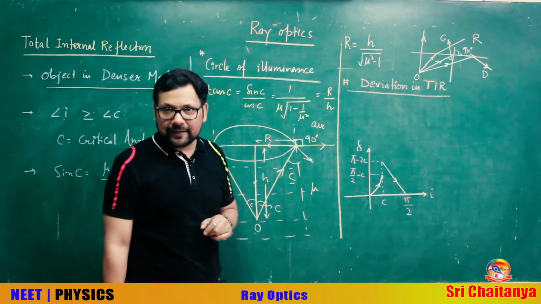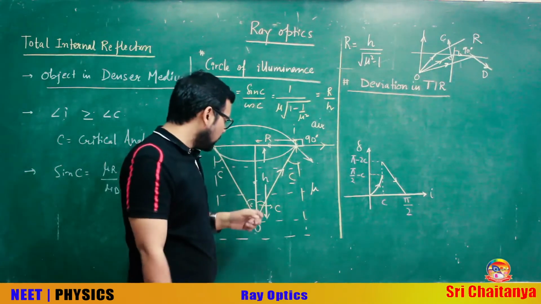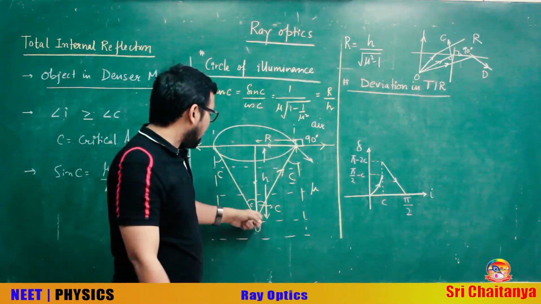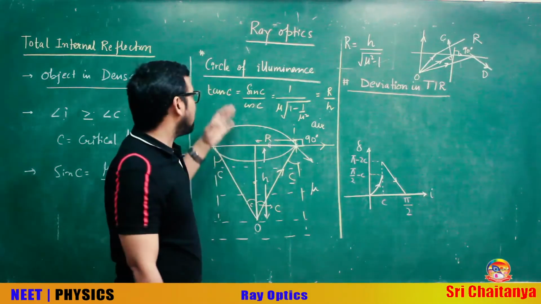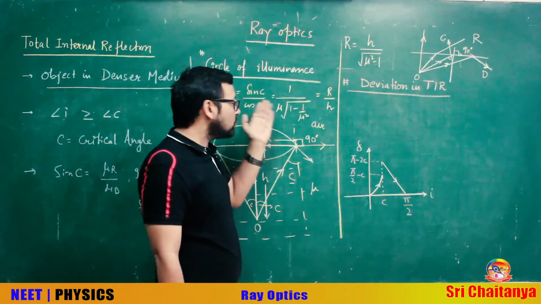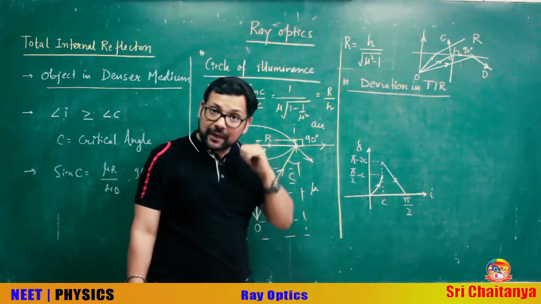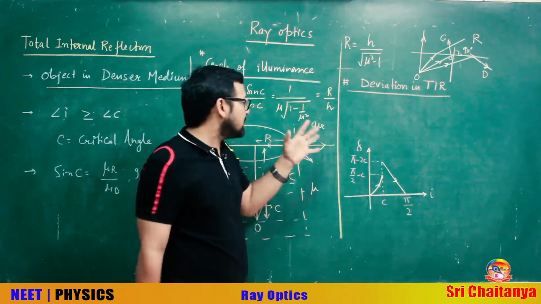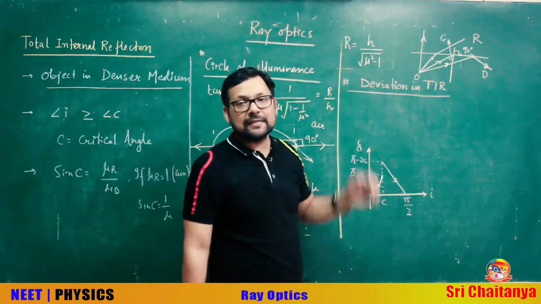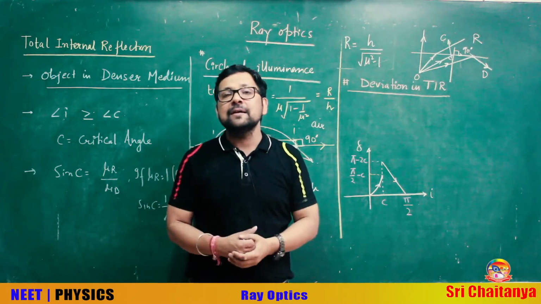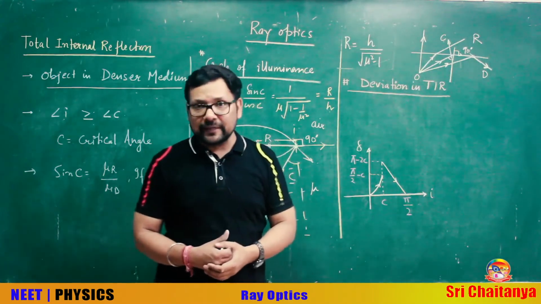How to calculate the radius? Very easy one. Use trigonometry. Sin C is perpendicular r upon base h. Tan C is r upon h, and tan C is sin C by cos C. So sin C, you know, is 1 by mu. Cos C is under root of 1 minus sin square C, and sin C is 1 by mu. So in this way, we will calculate the radius as h upon under root of mu square minus 1. You can directly memorize this radius of the circle of illuminance.